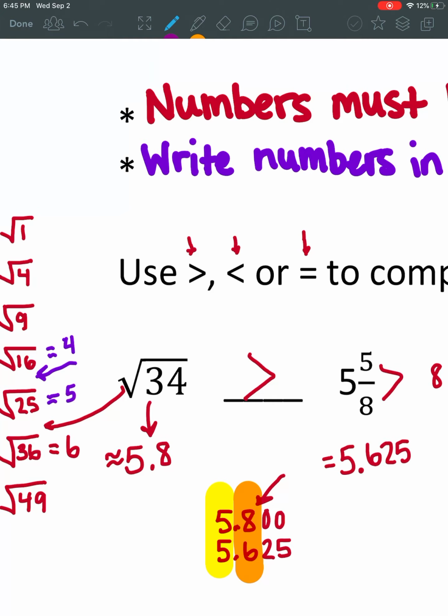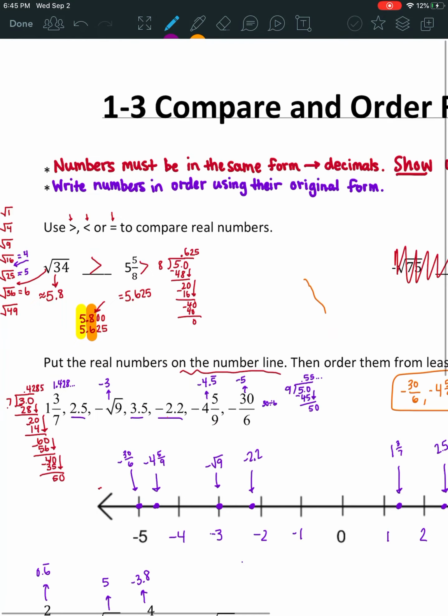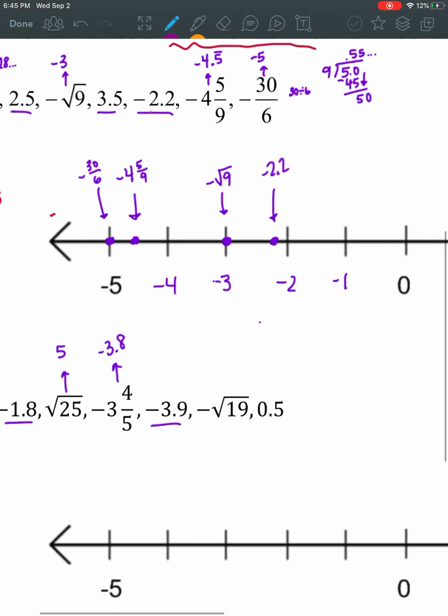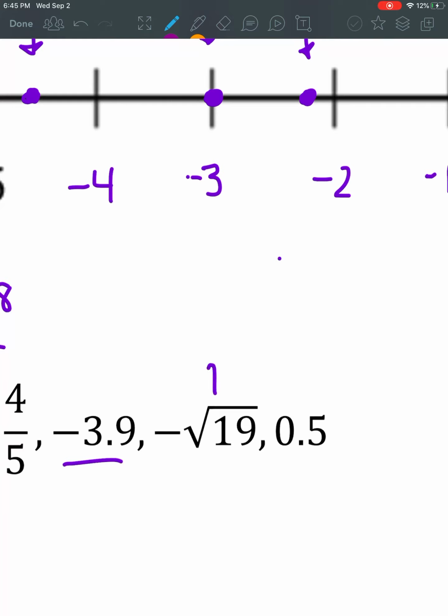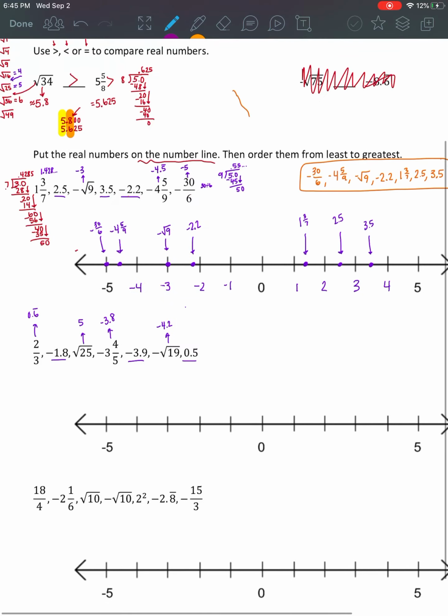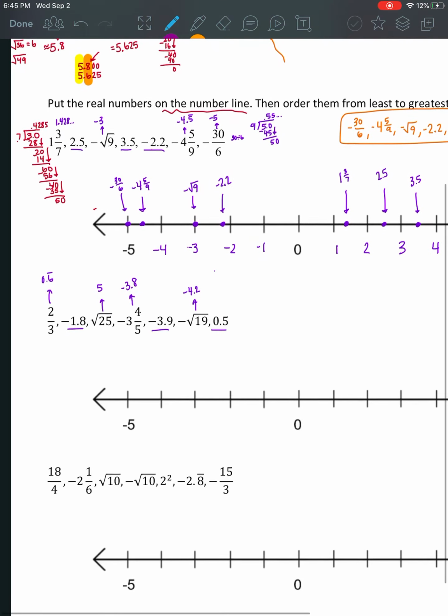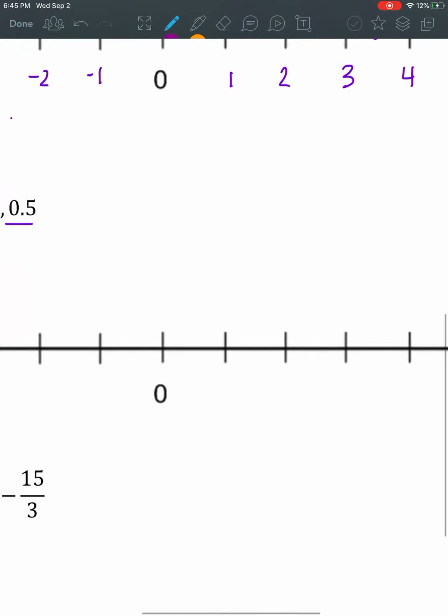So the square root of 16 was 4. Square root of 25 was 5. So we know the square root of 19 is going to be 4 point something. It's pretty close to the square root of 16. So let's say we're just estimating it's about 4.2. All right. There is a negative in front of there, so it'd be negative 4.2. And then 0.5 is already a decimal.